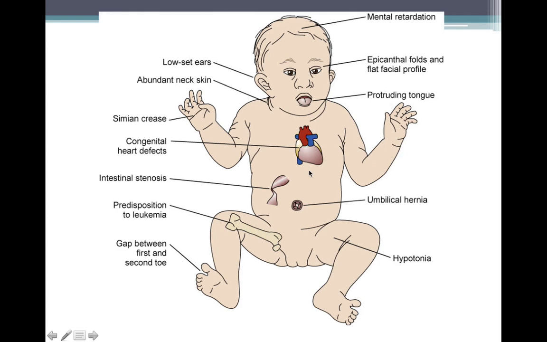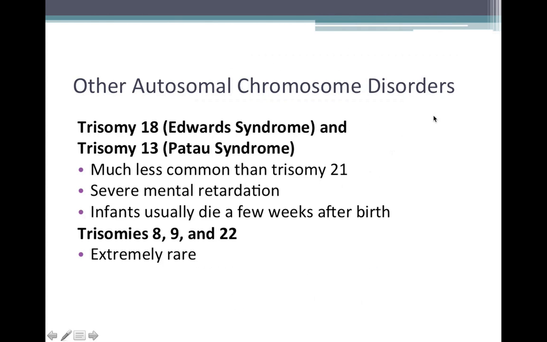Now, but due to these congenital defects like heart defects, typically Down syndrome people who make it to birth won't live a full life usually. You don't see very many people with Down syndrome in their 30s or 40s or 50s, because usually they pass away from their congenital defects.